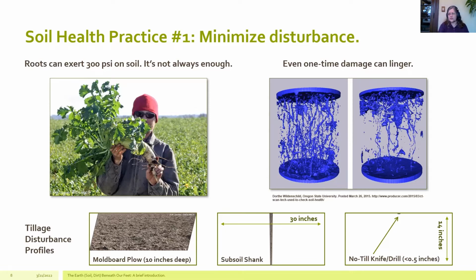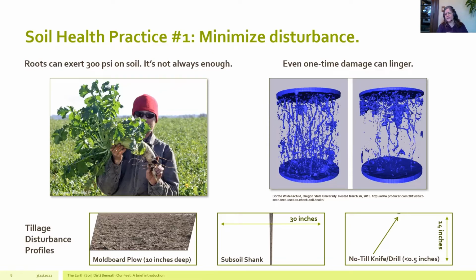And so the cores that were put in the scanner here were taken from, they're both 8 inches high, 8 inches diameter, taken from 10 to 18 inches below the surface. The one on the left had never been driven on. The one on the right had been driven on by a beet harvester, which is a pretty heavy piece of equipment, once.